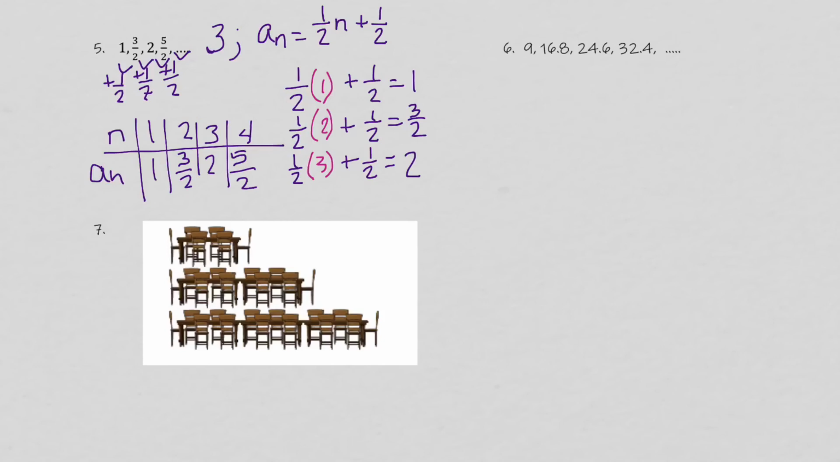Okay, so we had to do one with fractions. Let's do one with decimals. So we're going to do the same exact thing though here. I'm going to look at between 9 and 16.8, and that goes up 7.8. And between 16.8 and 24.6 is 7.8. And then 24.6 and 32.4 grows by 7.8.